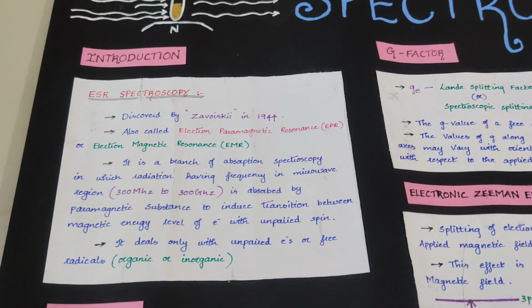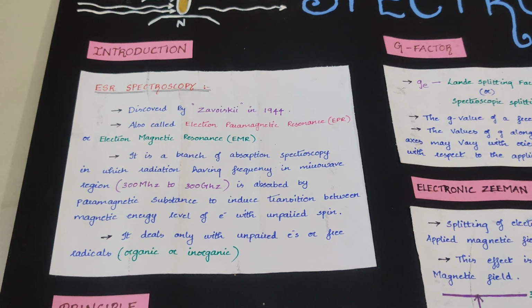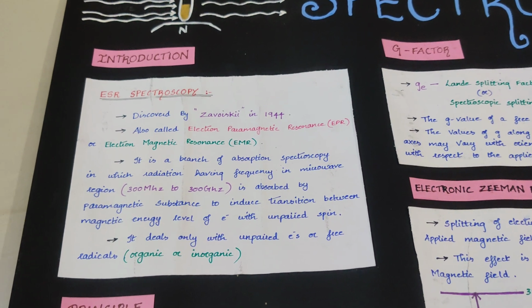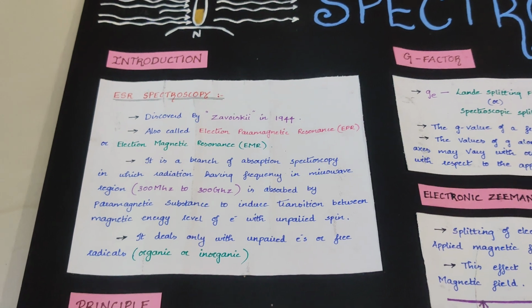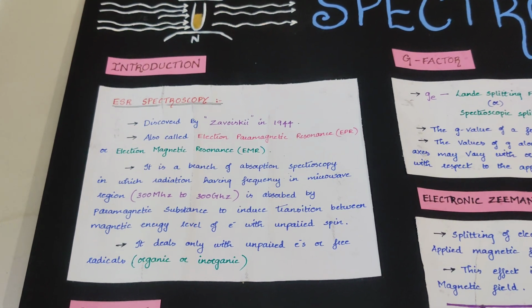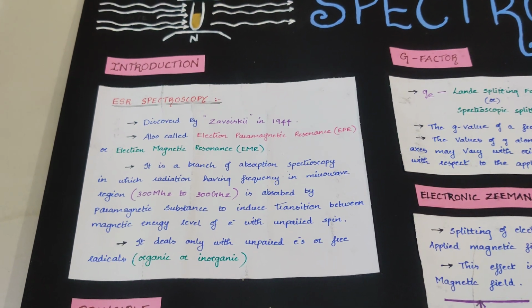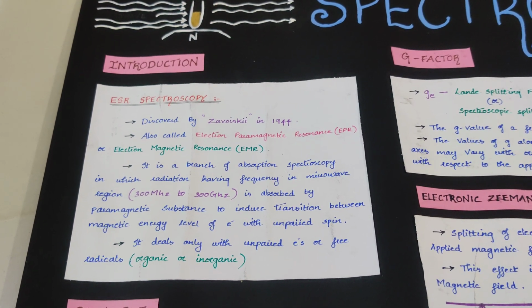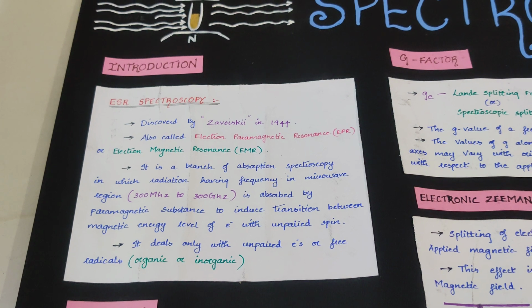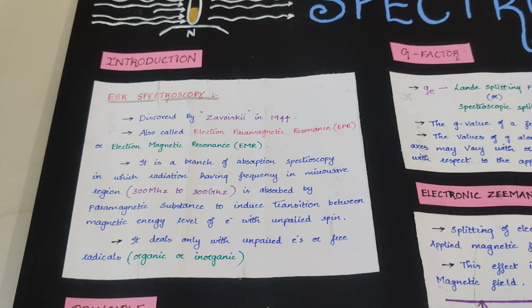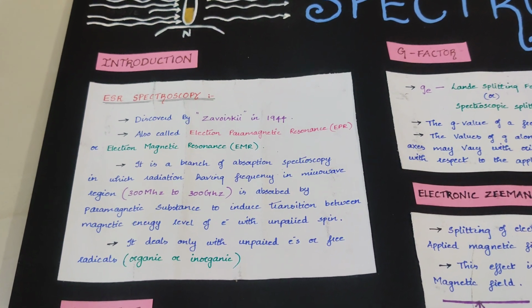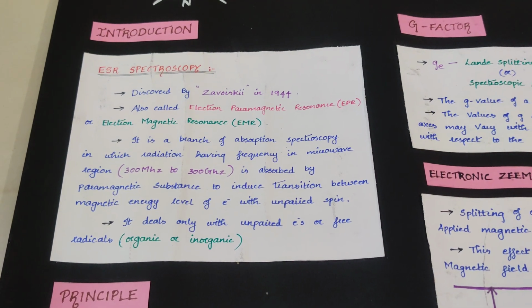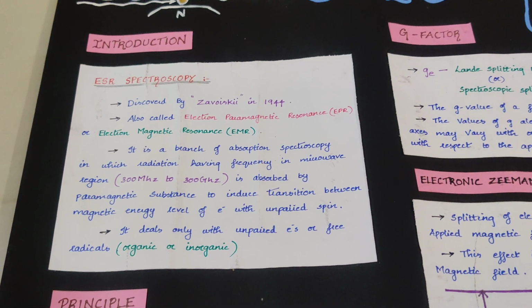ESR spectroscopy was discovered by Zavoisky in 1944. It is also called electron paramagnetic resonance, that is EPR, or electron magnetic resonance, EMR. It is a branch of absorption spectroscopy in which radiation having frequency in the microwave region, that is 300 MHz to 300 GHz, is absorbed by a paramagnetic substance to induce transition between magnetic energy levels of electrons with unpaired spin.